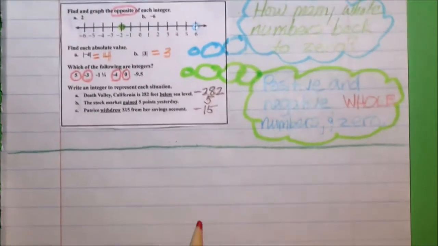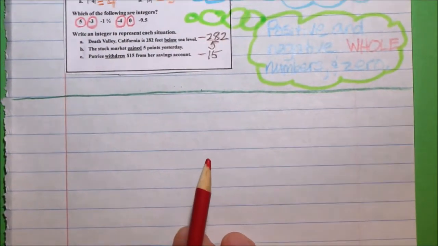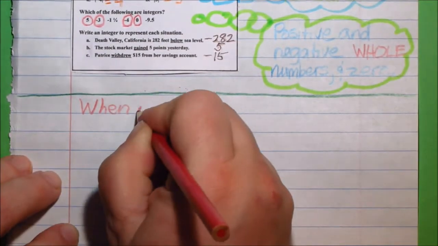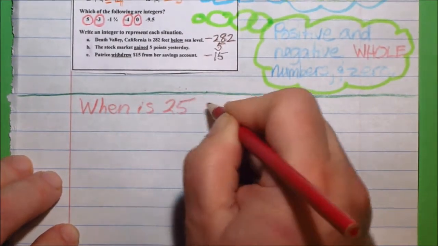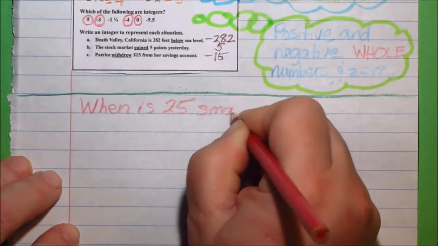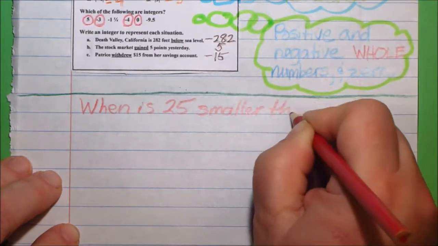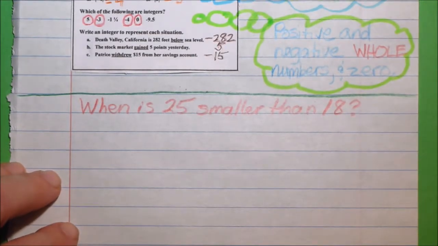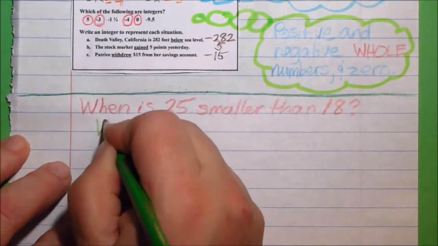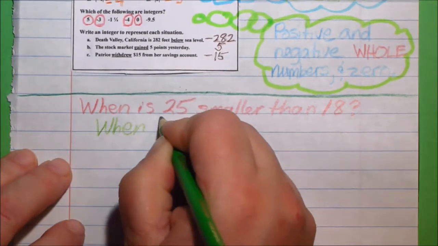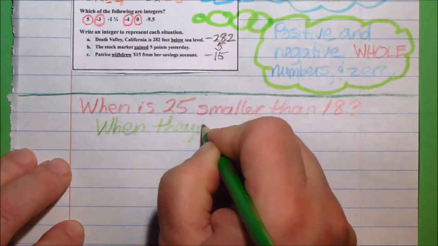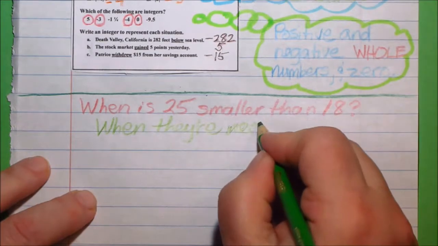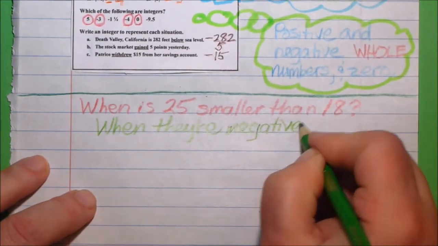All right, so we're going to start with a note here, a question here really, that says, when is 25 smaller than 18? When is 25 smaller than 18? Well, when they are negative numbers.